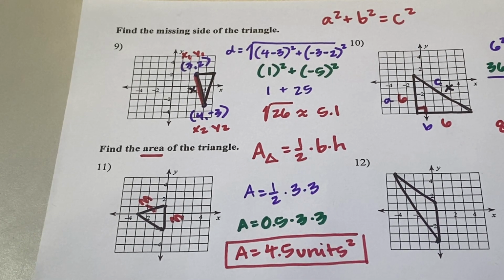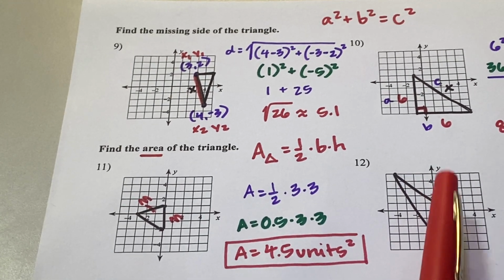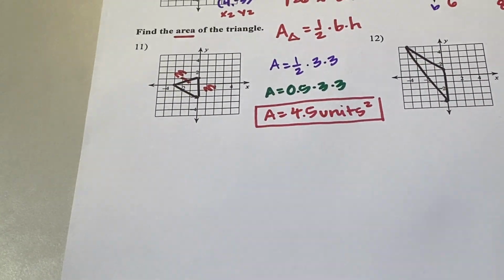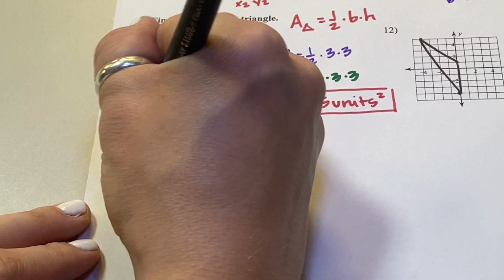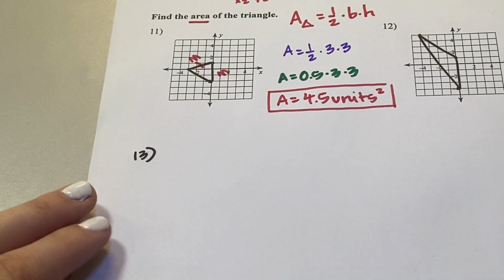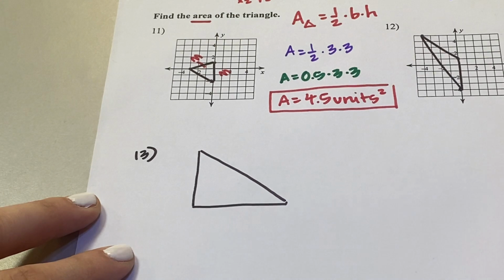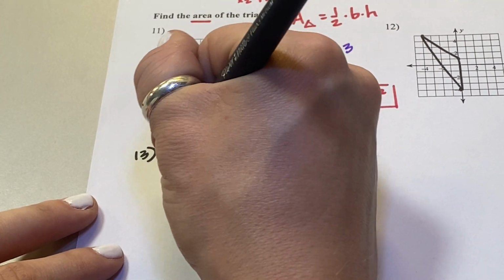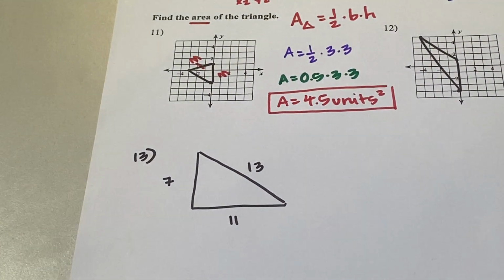Alrighty. I want to skip number 12, because we need to talk about one more thing that I actually forgot to put on here, and that is classifying a right triangle using Pythagorean theorem. So we'll just go ahead and call this question 13. Let's say I am giving you this right triangle. I'm just going to make this up off the top of my head. Let's do 7, 11, and 13.